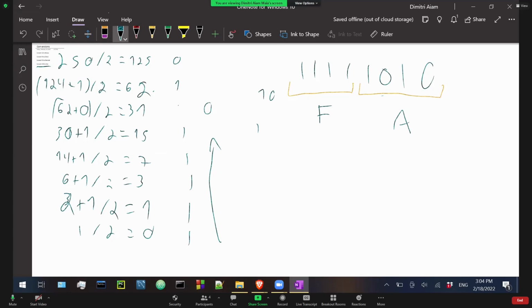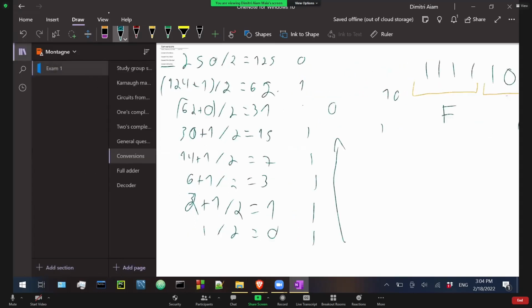The big thing is, don't get scared by hex, because it's literally just a shorthand of binary. I used to get scared whenever I'd see a letter with binary, but no, it's literally just shorthand. So let's move on.